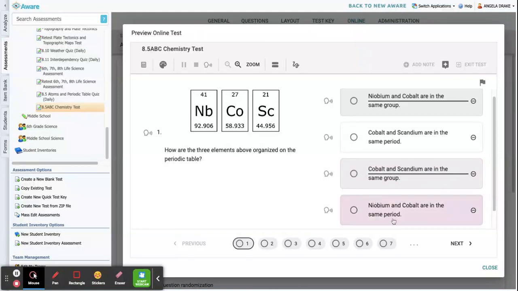not true. And then it says niobium and cobalt are in the same period. Well, the only two that were in the same period were the SC and the CO, so that's not true. So I know my answer is this one.